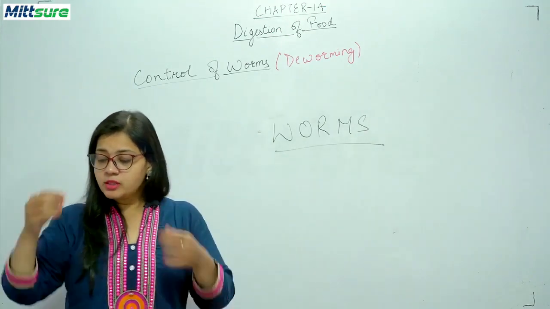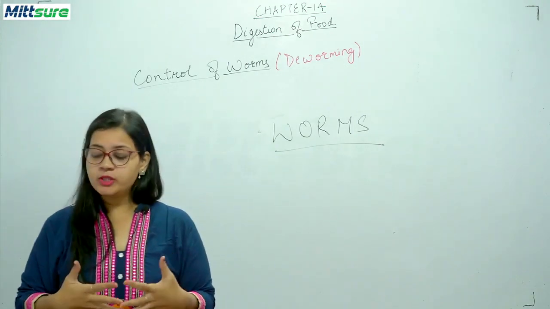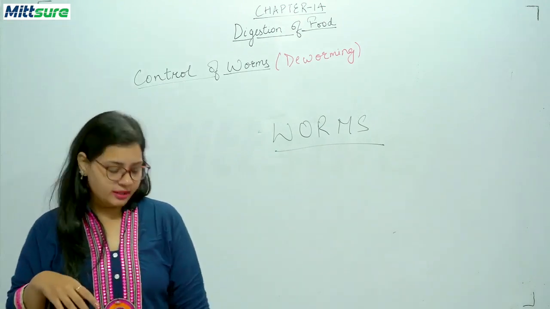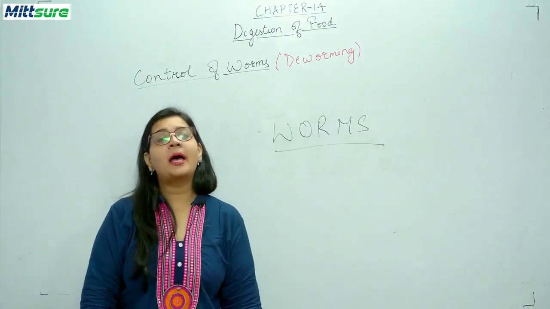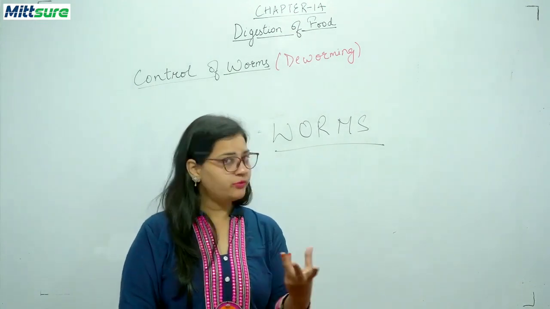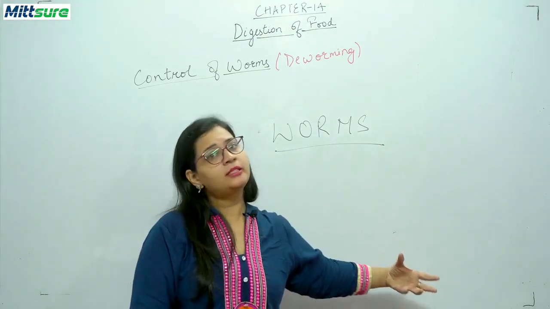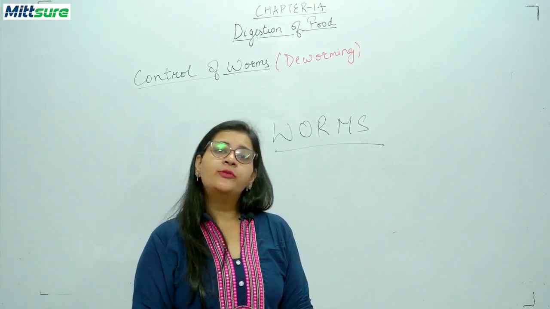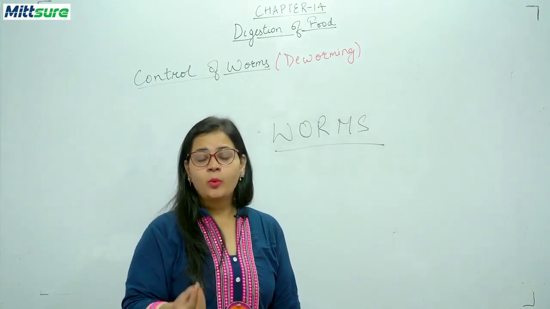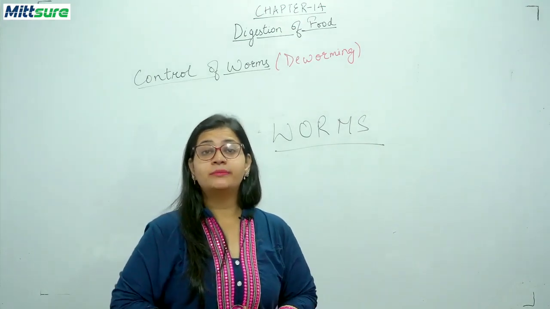What happens, students, when you eat unwashed vegetables and fruits, drink impure water, or you have dirty hands, long nails, and you keep your feet bare? Now these worms lay eggs in the soil, and in the soil only the fruits and vegetables grow. If you eat this unwashed fruit and vegetable, what happens? The eggs of these worms go inside your stomach and they grow there.